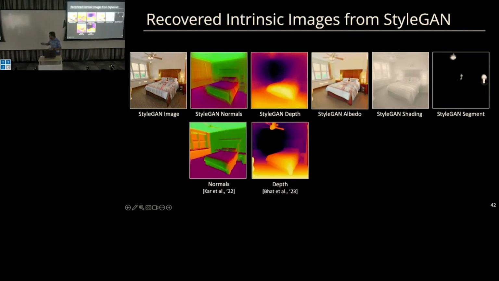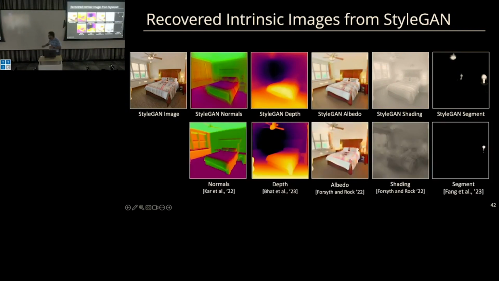Now, if we compare, this was back then the latest greatest supervised model at the bottom. You can see that we get comparable results. Sometimes even the recovered normals are much better as compared to the original image. And StyleGAN is able to segment lamps much better than a model that is trained with lots of supervised data. One hypothesis is that since the model has generated these images, it must know where the lamp segments are, and we should be able to easily recover them.